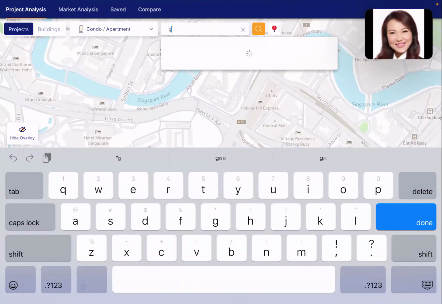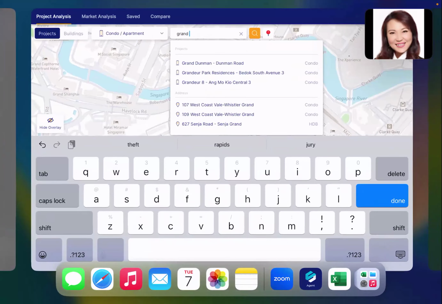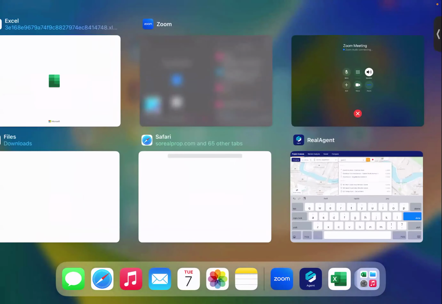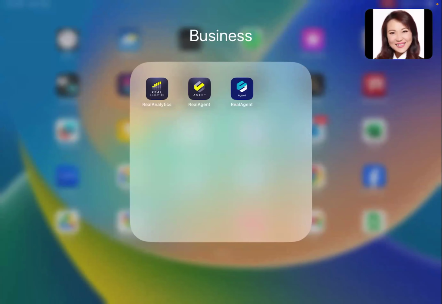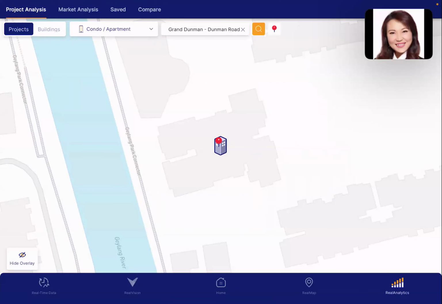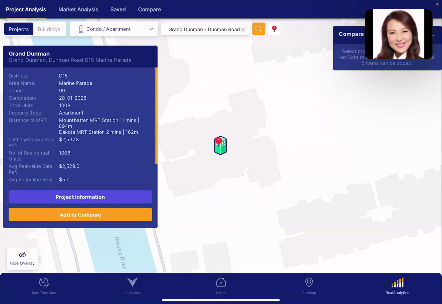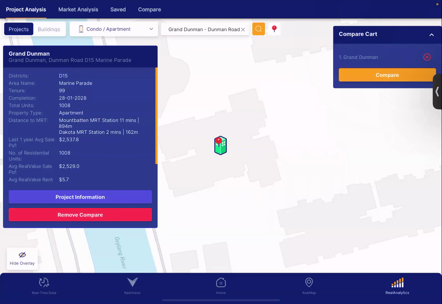So from here, you search for the first project. Tembusu Grand, not Grand Tembusu, sorry, Grand Dunman. Grand Dunman, okay. So when you search, there will be this building icon with a drop pin. So to select the project, you need to click on the building icon. You click on it, okay. Then on the left-hand side, it will show you the data. Okay. So this one, Grand Dunman, very new. So add to compare.